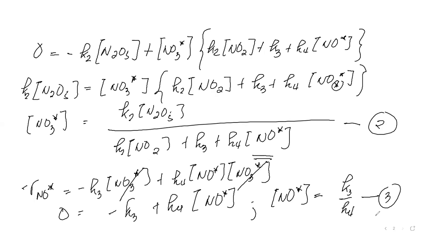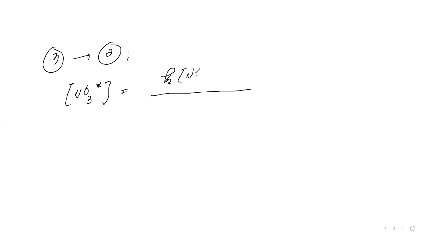Okay? So if we substitute 3 to 2, let me borrow just a few minutes. So 3 substituted to 2 will yield something like this. NO3 asterisk now, if 3 is substituted to 2, will be equal to K2 N2O5 over K2 NO2 plus 2 K3. Okay, you do that as an exercise at home. Anyway, the video will be uploaded. So this would be the resulting NO3 if equation 3 is substituted to 2.